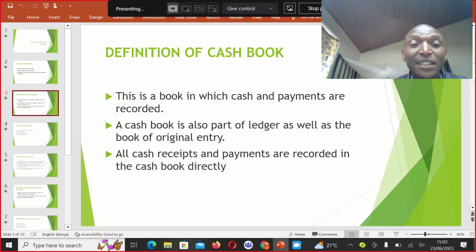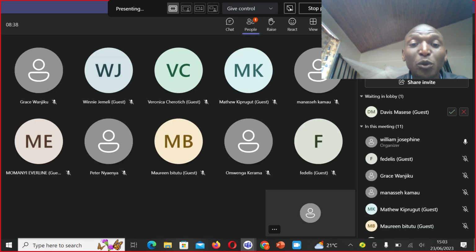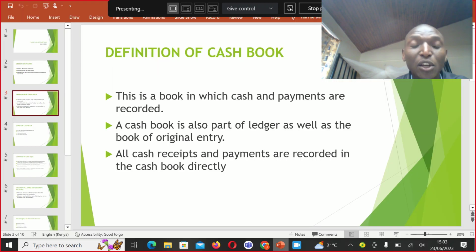The first thing we want to do is define the cash book. Then we can say that a cash book is a book whereby we record receipts and payments. When you make payments, you record them in your cash book, and when you receive payments, you also record them in your cash book. The second point is that a cash book is also part of a ledger as well as a book of original entries.